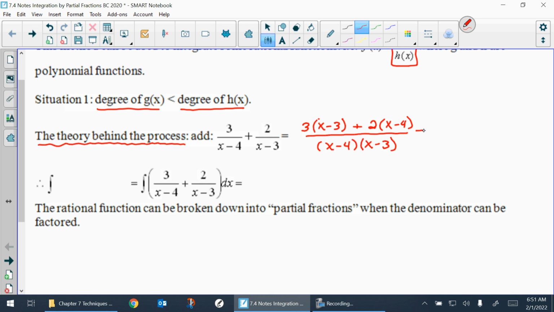Now, if I were to multiply this numerator out, combine like terms, I think I'd have 3 x's and 2 more x's. I think I'd have 5 x's. You'd have minus 9 and minus 8, so minus 17. Over this common denominator, x minus 4, x minus 3.